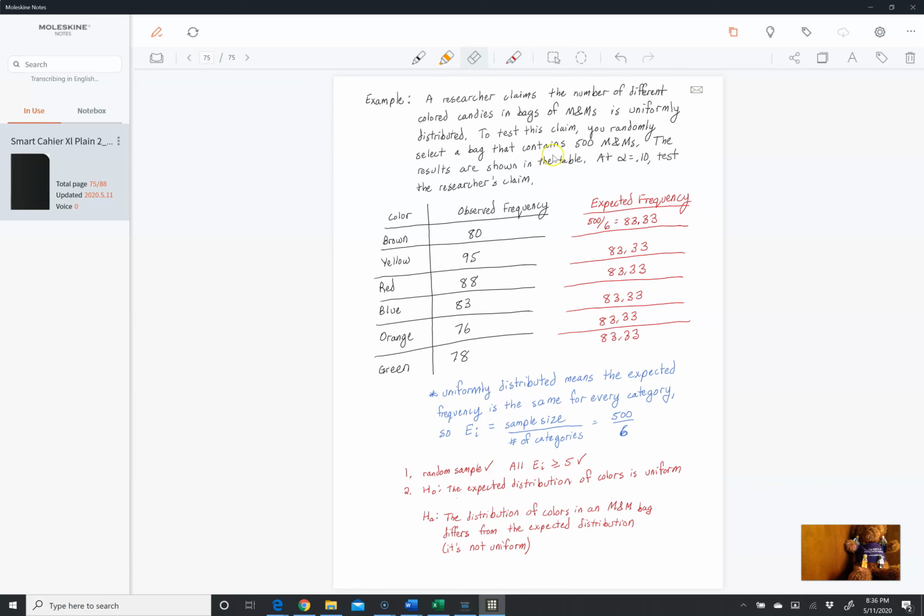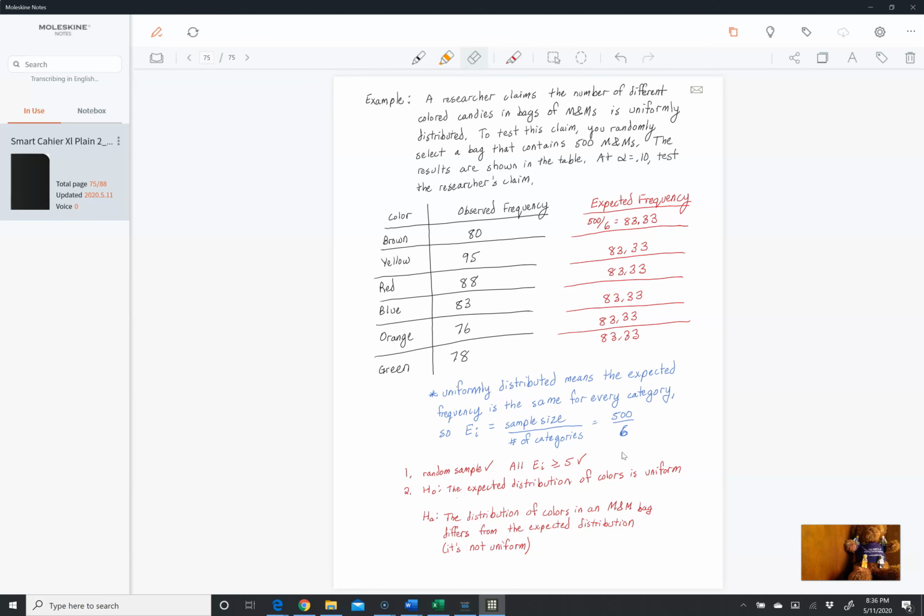Okay, sorry about that. So 500 divided by 6 is 83.33. We have 6 categories here. That's why I was getting confused. So the expected distribution of colors is uniform. You can either do 100% divided by 6, or you can do 83.33 divided by 500, and that'll give you the percent for each color. Okay, you can say the expected distribution of colors is uniform. That's fine.